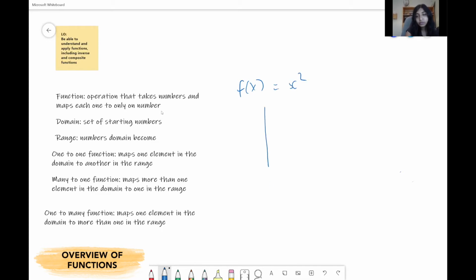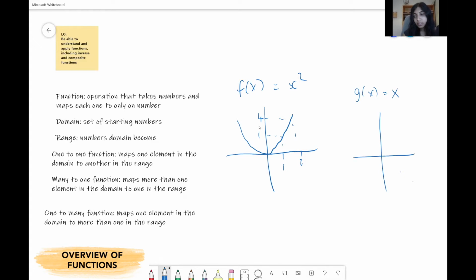If you draw this on a graph, you have f(x) equal to x squared. You see that if you have 1, that maps onto 1, and if you have 2, that maps onto 4. So for all these numbers, each maps onto another number. And similarly, if you have g(x) equals x, which is another function, for every number you have, you get another output. So these are two examples of functions.